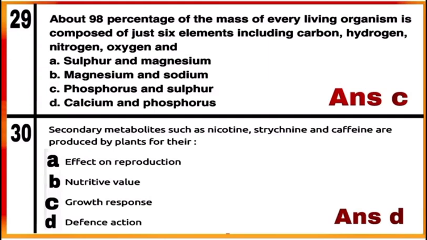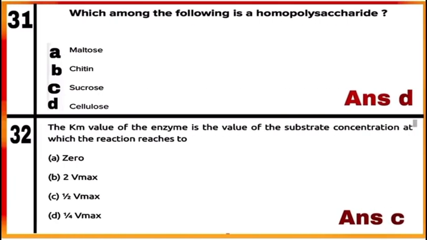Question 30. Secondary metabolites such as nicotine, strychnine and caffeine are produced by plants for their self-defense. So here mark D as a correct answer. Question 31. Which among the following is homopolysaccharide? Option D, cellulose, is a homopolysaccharide formed by only polymerization of one type of sugar, that is glucose. So here mark D as a correct answer.